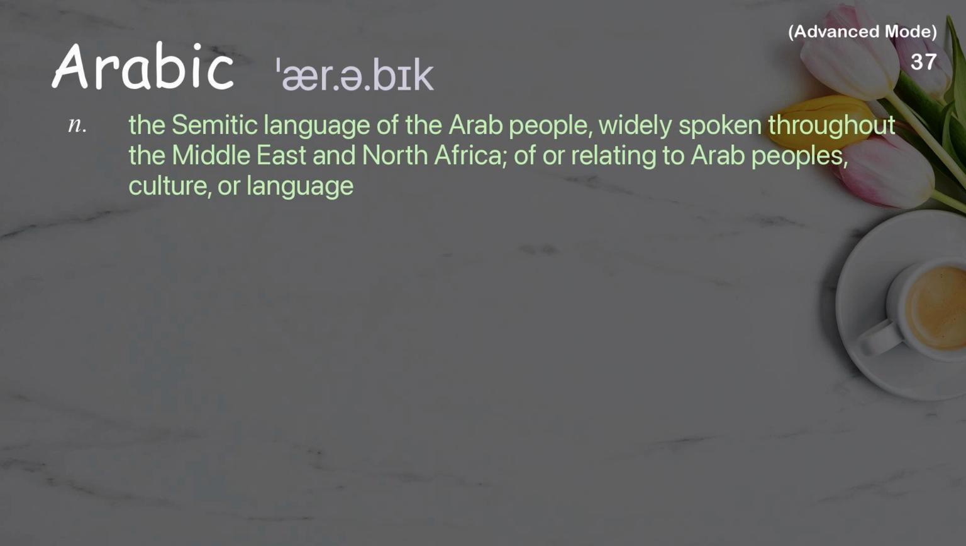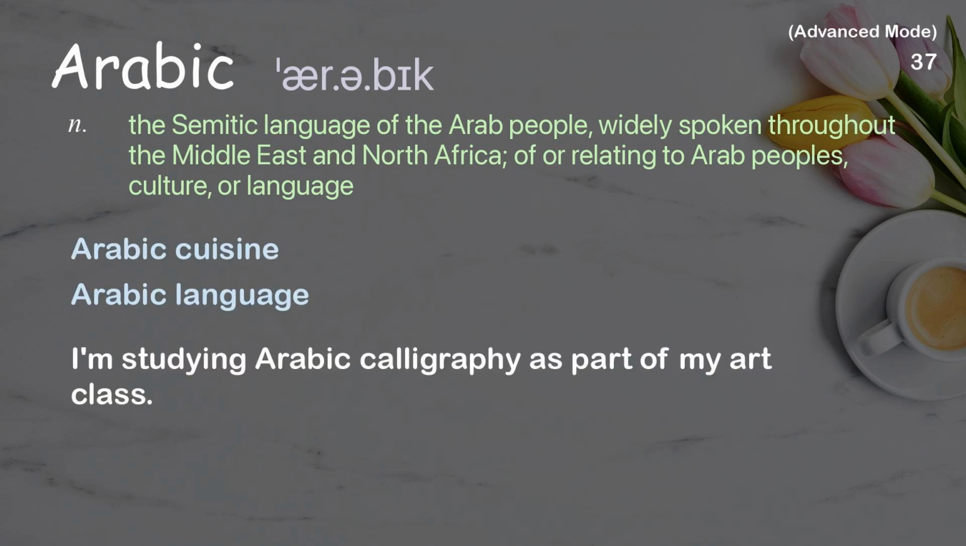Arabic. The Semitic language of the Arab people, widely spoken throughout the Middle East and North Africa, of or relating to Arab peoples, culture, or language. Examples: Arabic cuisine. Arabic language. I'm studying Arabic calligraphy as part of my art class.